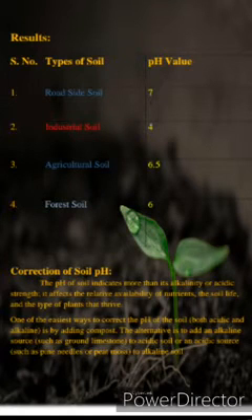Now it's time to conclude our result in a tabular form. So the first soil which we have taken is roadside soil having pH value 7. The second is industrial soil having pH value 4. The third is agricultural soil having pH value 6.5, which is optimum. And the last is forest soil having pH 6.